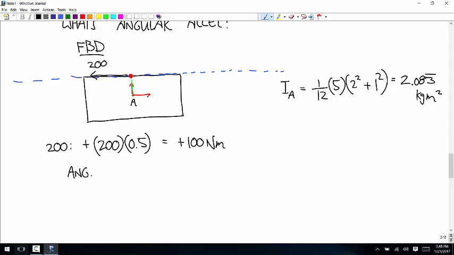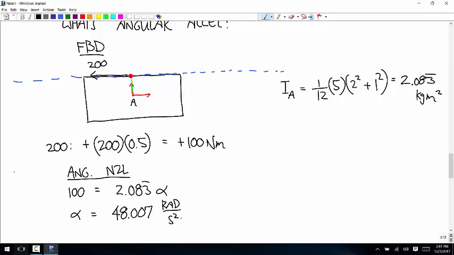And so the angular Newton's second law says 100 is equal to 2.083 repeating times alpha. So alpha is equal to, can someone divide 100 by 2.083 repeating? 48.007 radians per second squared. So which way is the angular acceleration? Counterclockwise, yep.